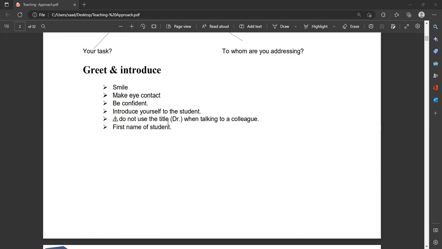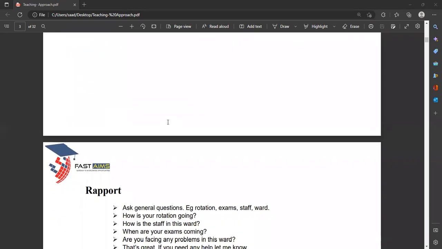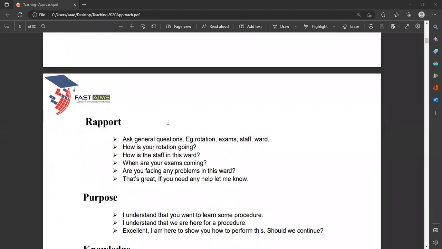Now the greet and introduce part has been done. Now we will go for rapport. How to build a rapport? It is an important part. Just imagine if you enter the room, you greet a student and you start teaching urine dipstick. Like, hello John, my name is Junaid. I am one of the F2s. How are you? So this is the urine bottle. I am going to teach you. No, this is not the right approach. You have to build rapport.